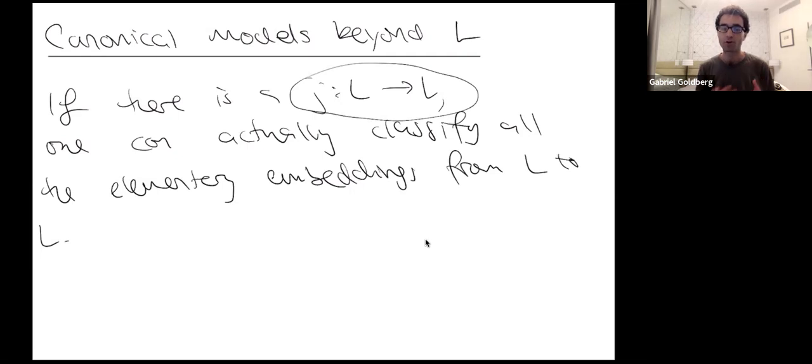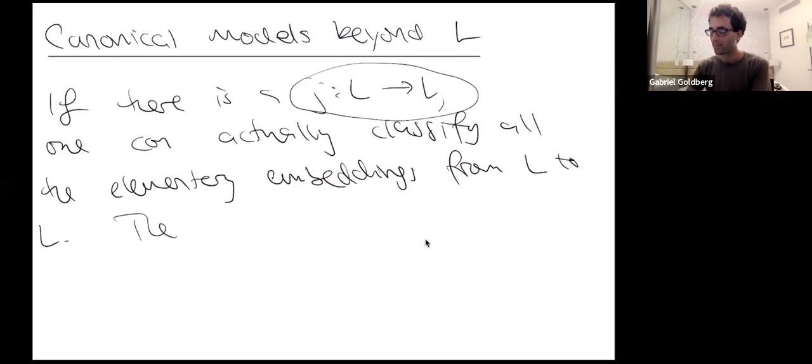For a measurable cardinal to exist, you have to assert the existence of this kappa complete ultrafilter on kappa. And that's a very mysterious object. There's not that much you can say about it. It's not necessarily unique. On the other hand, the elementary embeddings from L to L are canonical objects. If there is one, you can define a specific one, the simplest one.